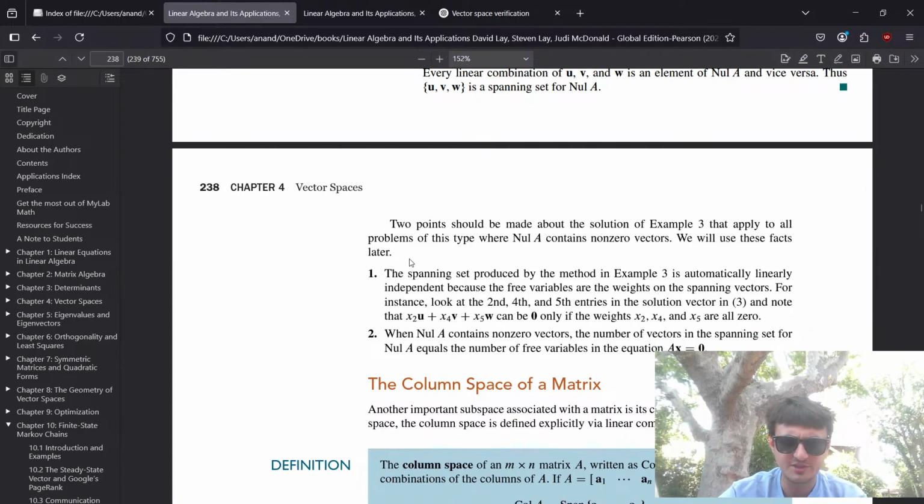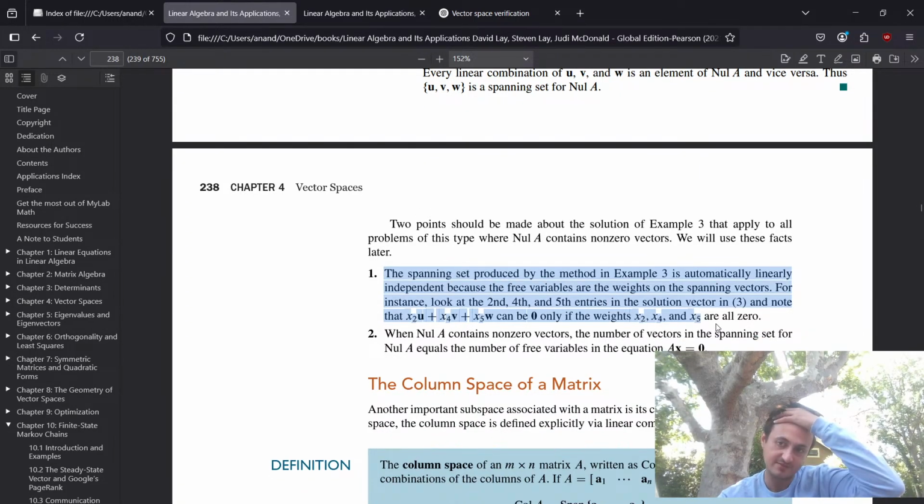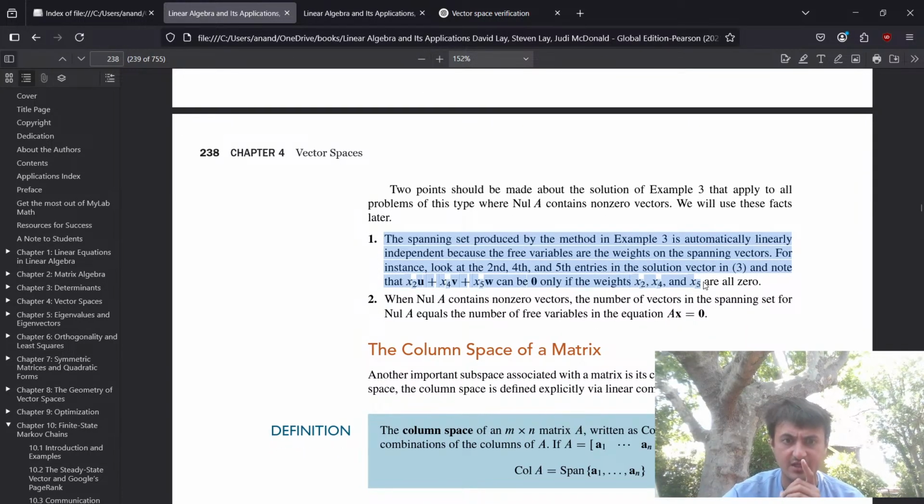Oh, and there were a couple of good points in here. The spanning set produced by the method in example 3 is automatically linearly independent because the free variables are the weights on the spanning vectors.